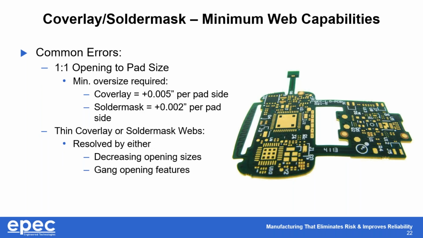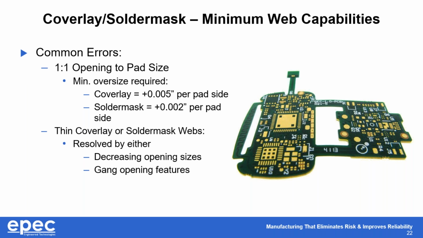Common errors we see with solder mask and Coverlay both is one-to-one opening to pad size, where if you have a 10 mil by 10 mil pad, we'll end up seeing a solder mask opening or a Coverlay opening that is 10 mil by 10 mil. We have a minimum oversize that we do require for both Coverlay and solder masks that differ. So in that case, it would be 5 mils over per side for the pads for Coverlay, and then for solder mask, it's 2 mils over per side for the pads.